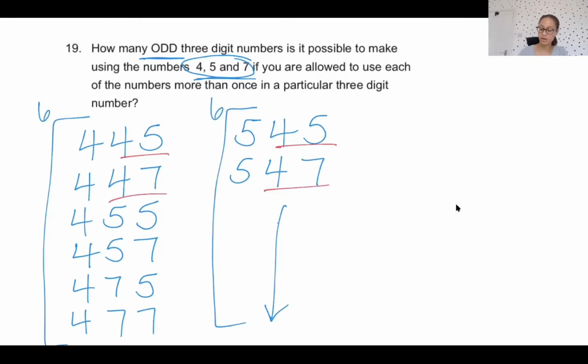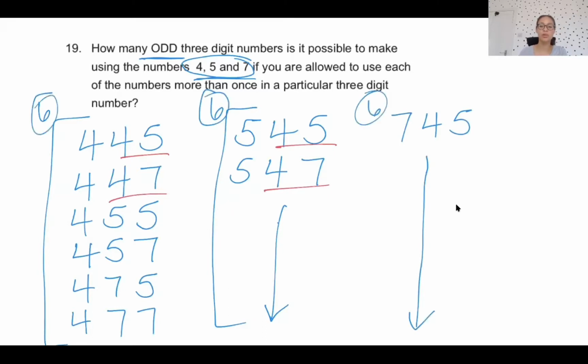And then we would do the same for the 700s, and that would start 745, and it would proceed in the same way as the previous ones. So we'd have another 6. So all in all, we can make 18 odd numbers. Thanks to Christian and Emily. 18 odd numbers using those 3-digit numbers.